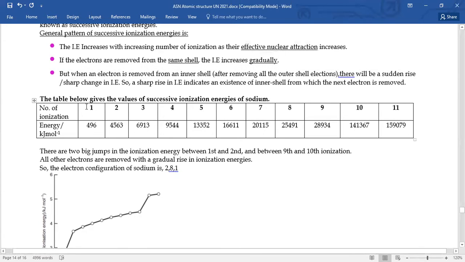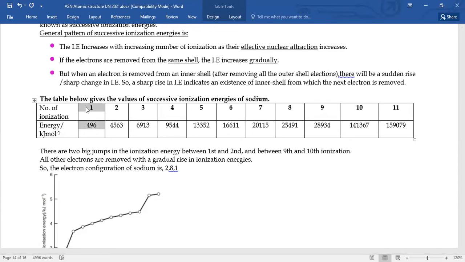Here you see an example for sodium. Sodium has one electron in the outermost shell, so its first ionization value is very low, right? And look at the second ionization. This is almost 8 or 9 times greater than the first ionization. So we see how many times bigger it is to understand. Don't check the difference only. You'll see how many times it is bigger.